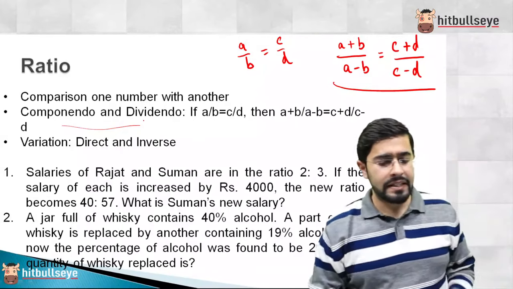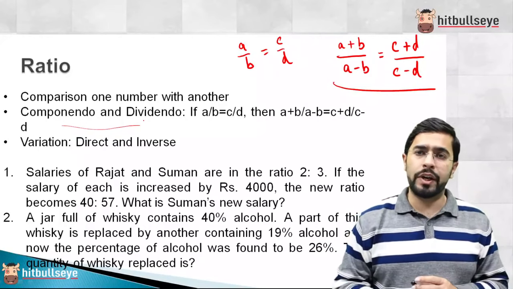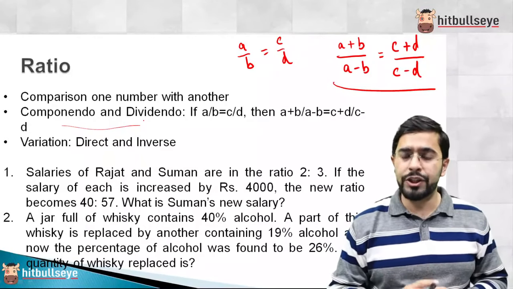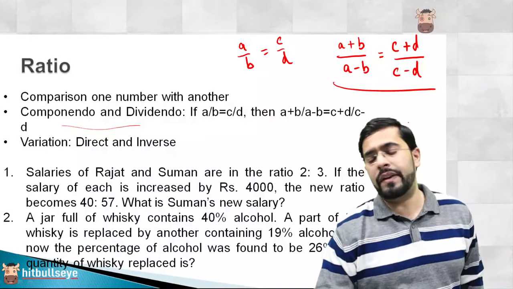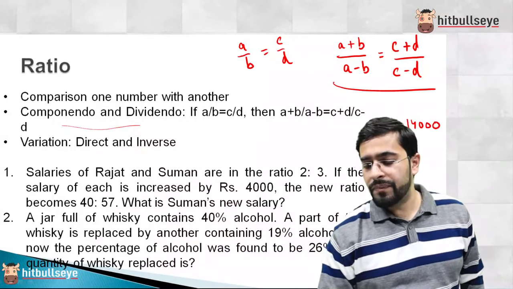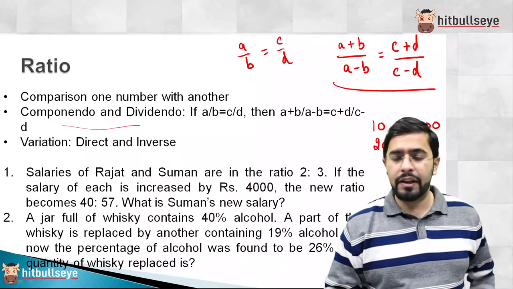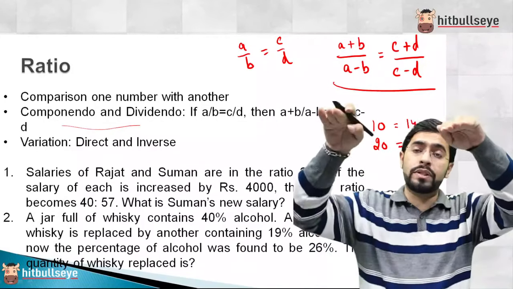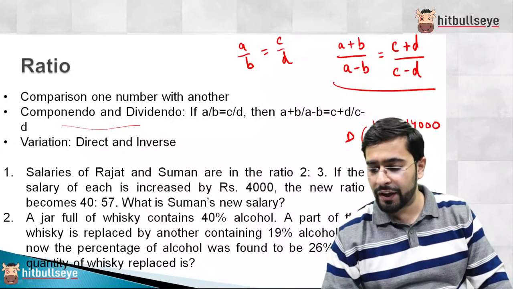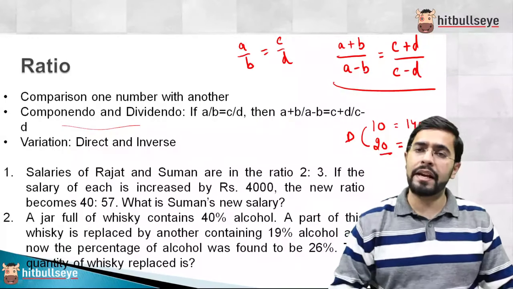Next is variation, what we also call proportion: direct and inverse variation. So what is a direct variation? If a person works for 10 days, he gets a salary of, let's say, 14,000 rupees. When he works for 20 days, how much salary will he get? For fewer days he gets less salary, and for more days he gets more salary. So this is a question of direct variation. For 20 days he will get a salary of 28,000, isn't it? That is direct variation.